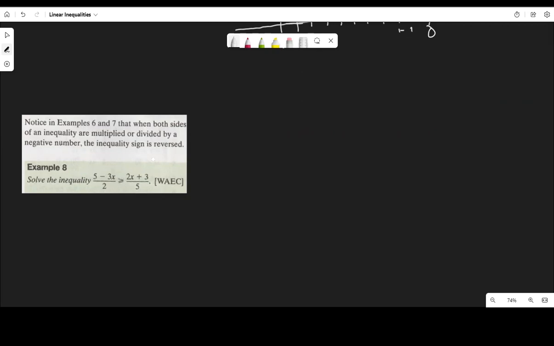Solve the inequality: (5 minus 3x) over 2 is greater than or equal to (2x plus 3) over 5. And this is a fraction. We need to clear the fraction by multiplying both sides, or each term of this inequality, by the LCM of 2 and 5. The LCM of 2 and 5 is 10.